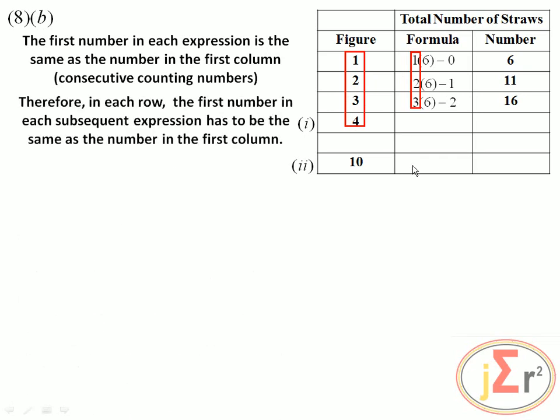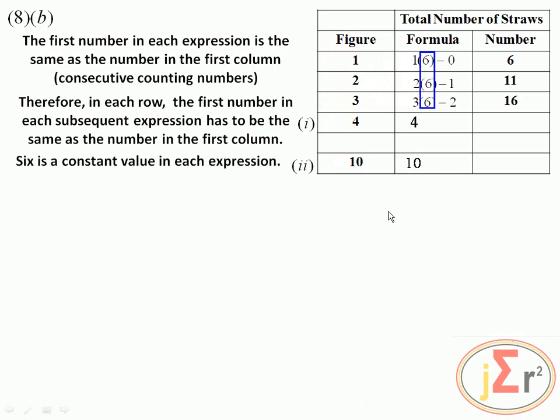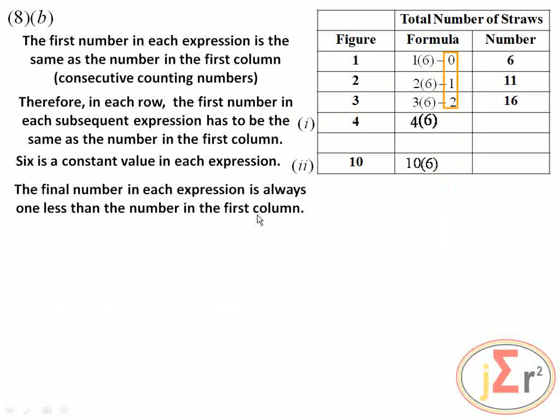Therefore, in each row, the first number in each subsequent expression has to be the same as the number in the first column. So the number in the first column, the number in the first column, the number in the first column, and also right there. So 4 will be there, and 10 will be there. Anything else to notice? Yes. 6 is a constant value in each expression, so we always have 6 all the way down. So 6 goes there.